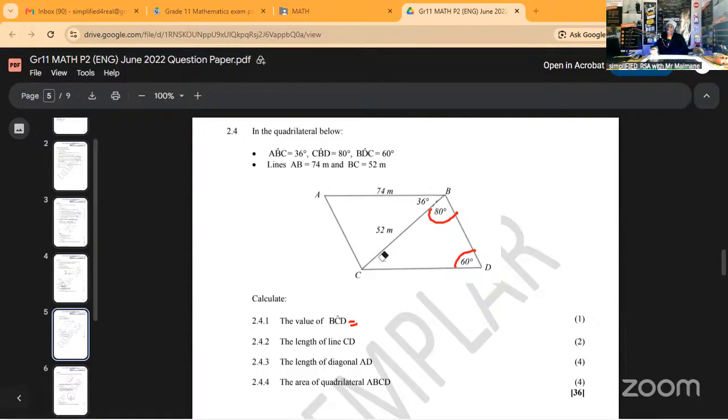So since angles in a triangle add to 180, if you add 80 plus 60, you get 140. What is missing for you to get 180? It would be 40 there. So that would be 40 degrees. And then the length of line CD, for 2 marks. What is the length of line CD?